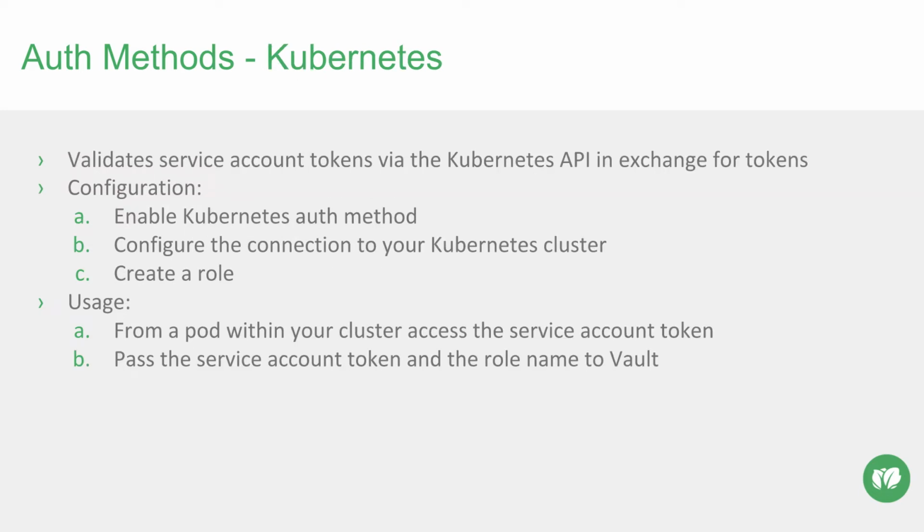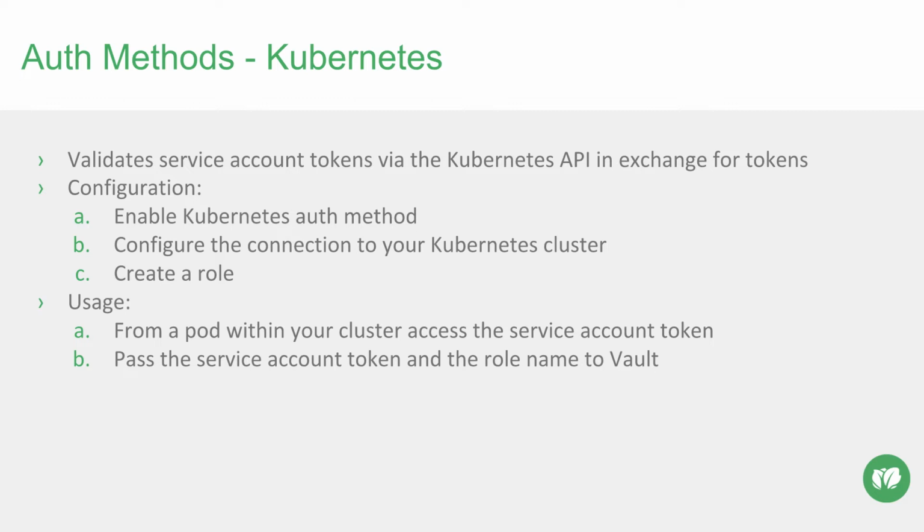So the Kubernetes auth method. This is one of the ones where we don't really have to worry about distributing tokens or anything like that to anybody. So what you do with this is Vault will validate a service account token that you present to it via the Kubernetes API server, and it'll give you a token if it determines it's valid.